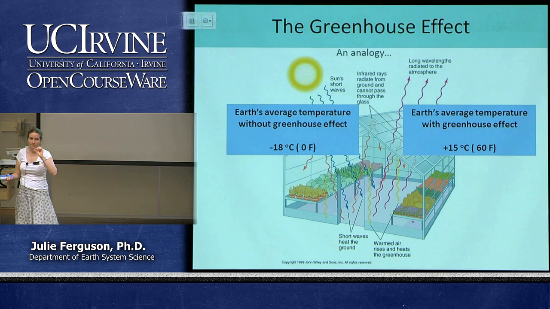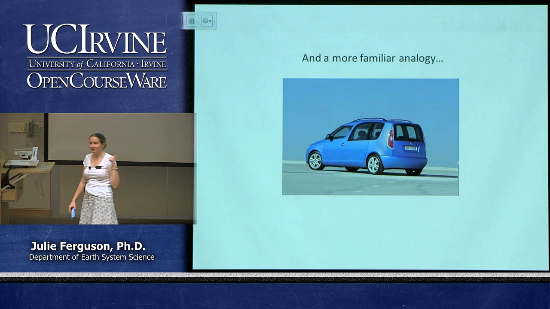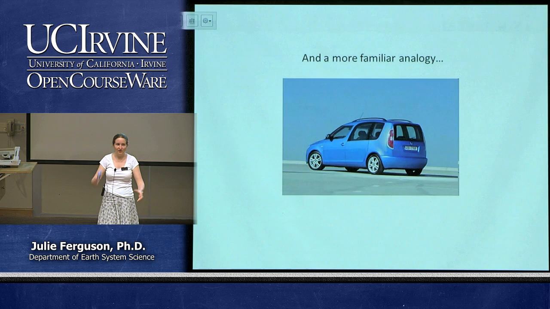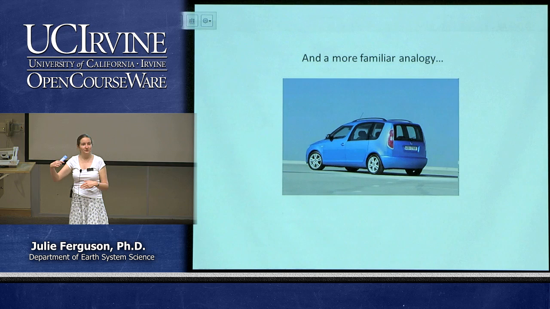Okay? So a more familiar analogy: this is why your car heats up in the parking lot on a really sunny day. Okay? It's exactly the same process. We have the incoming visible radiation, which comes through your windows, is absorbed by your nice black seats, and then is re-radiated out as infrared, which can't get through your windows. So this is why your car heats up on a lovely hot day.